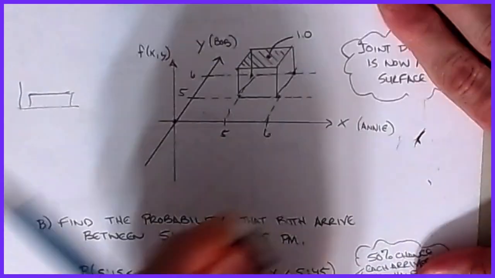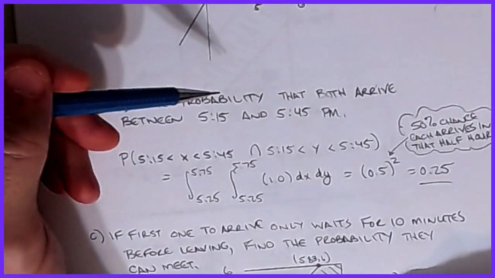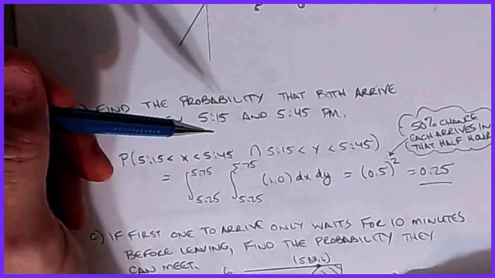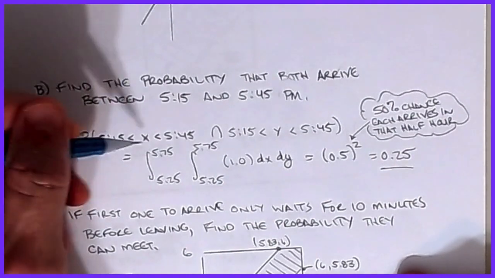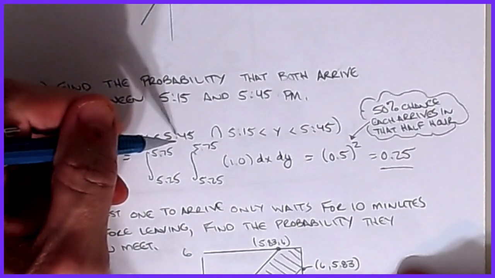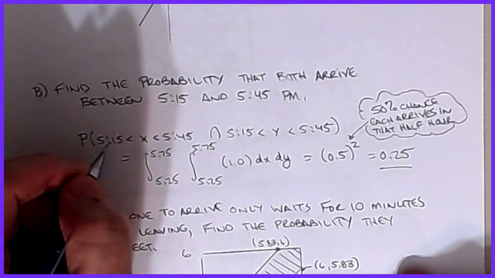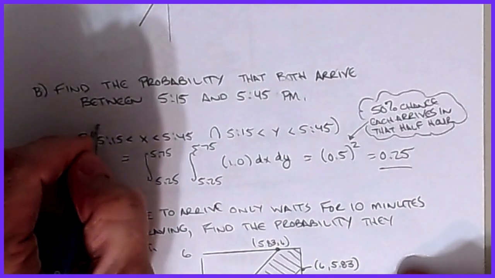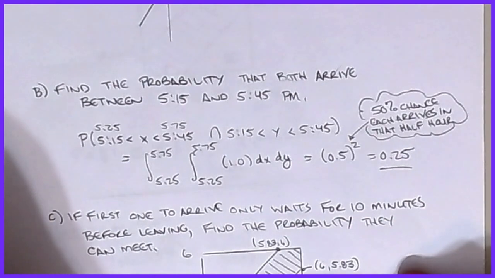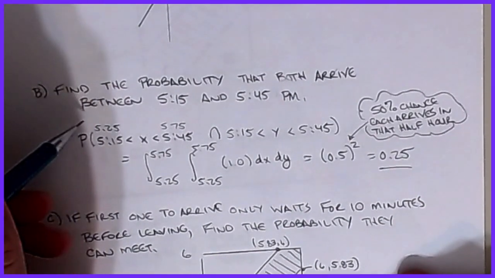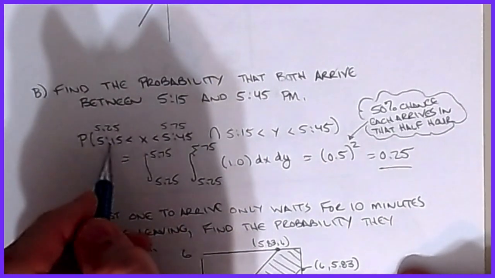All right, so now let's find the probability that both arrive between 5:15 and 5:45 p.m. So what we're looking for is the probability of x between those two values, 5:15 and 5:45, and y between 5:15 and 5:45. Now you'll notice that with time, mathematically it's a little bit difficult, but in this case we're just going to call that 5.25, and at 5:45 we're going to call that 5.75, because 15 minutes is 25% of 60 minutes. So that's the way that we can get around this whole funky time dimension that has to happen here.